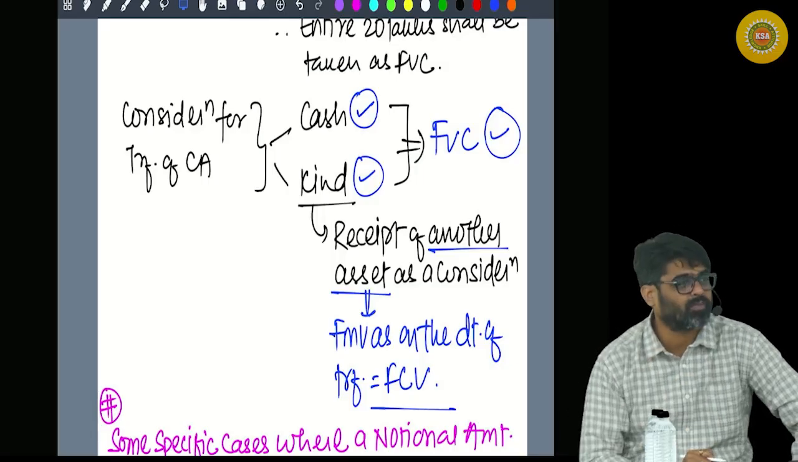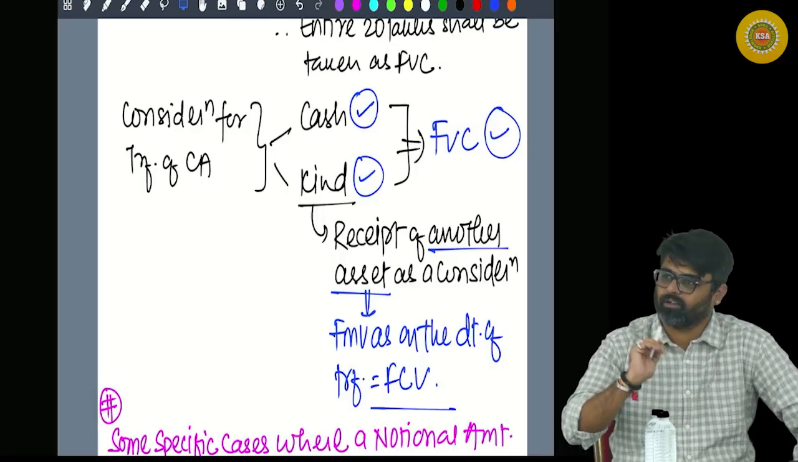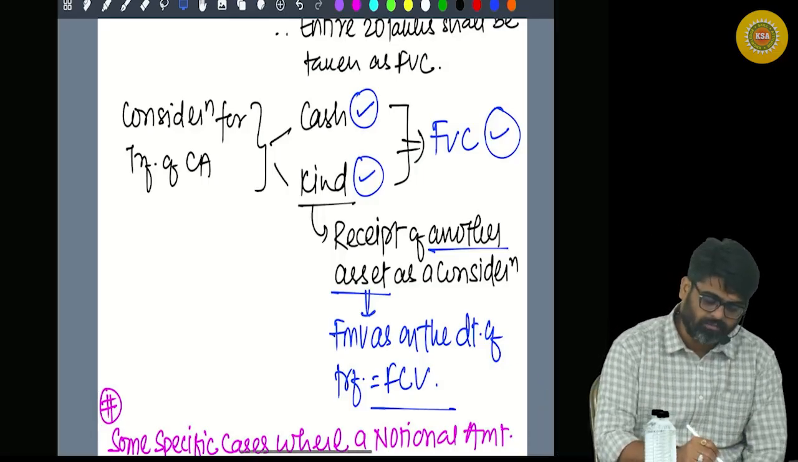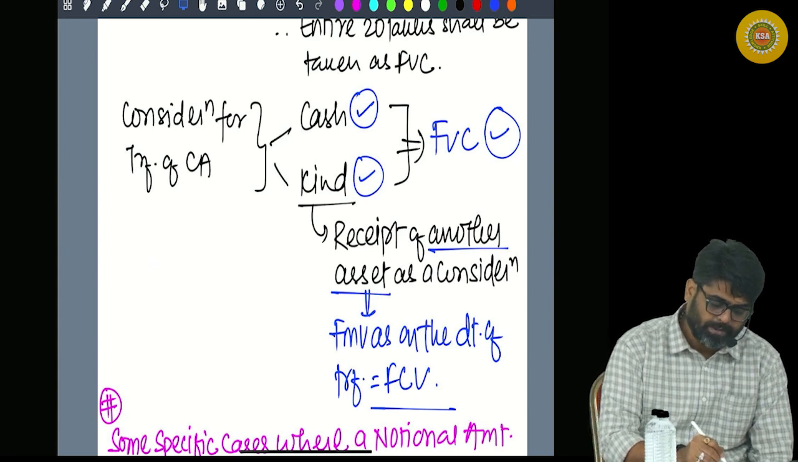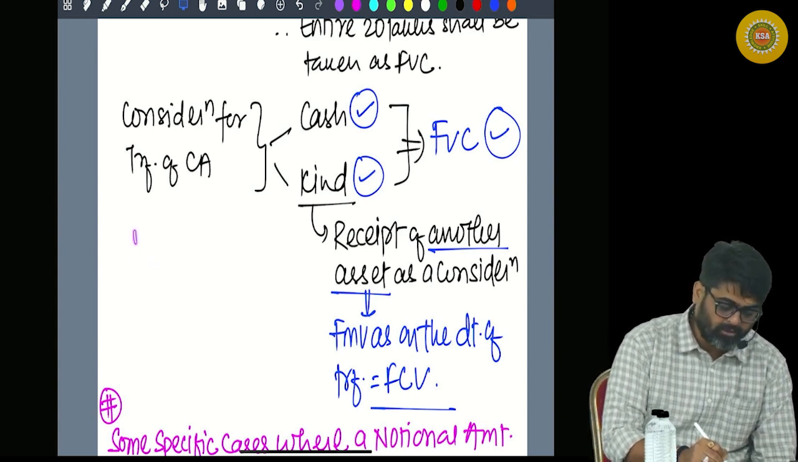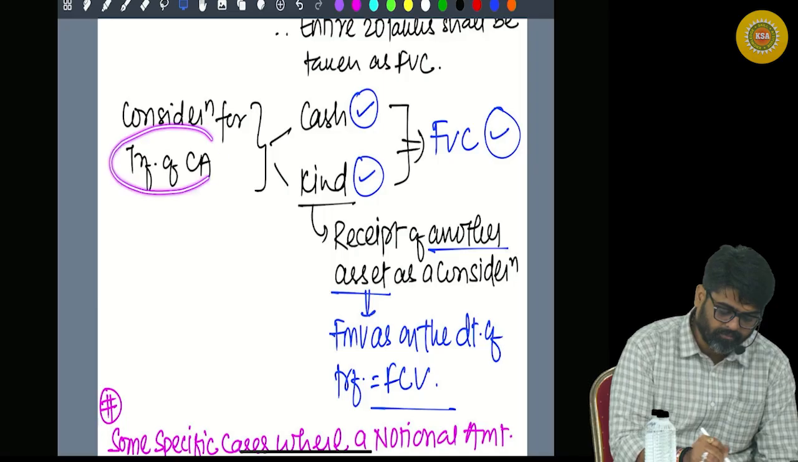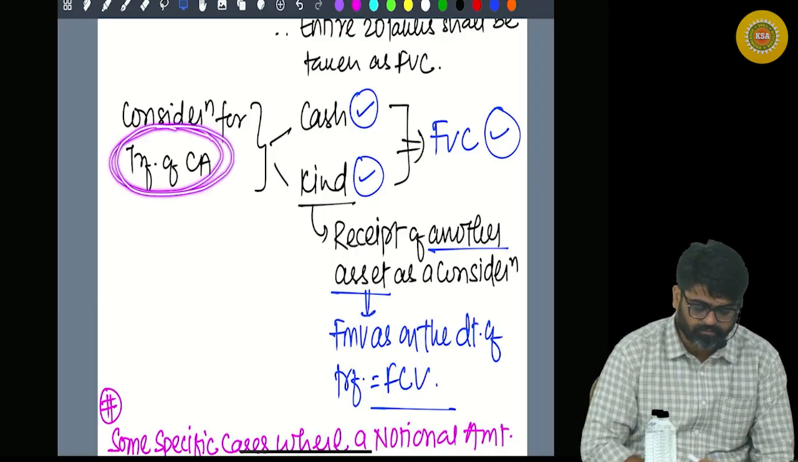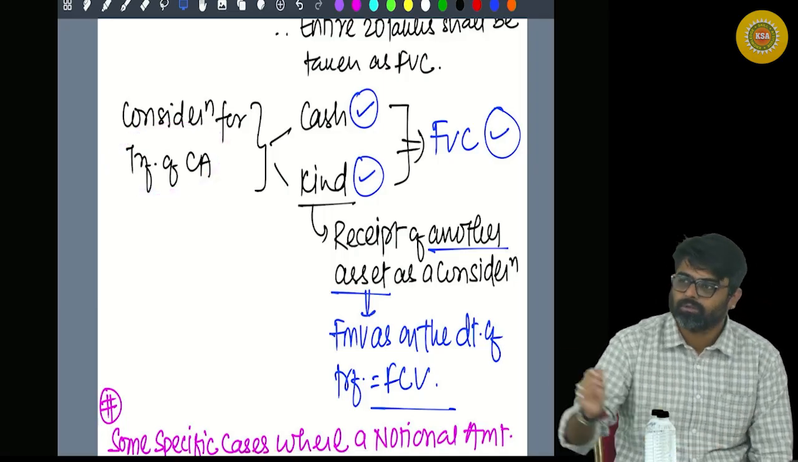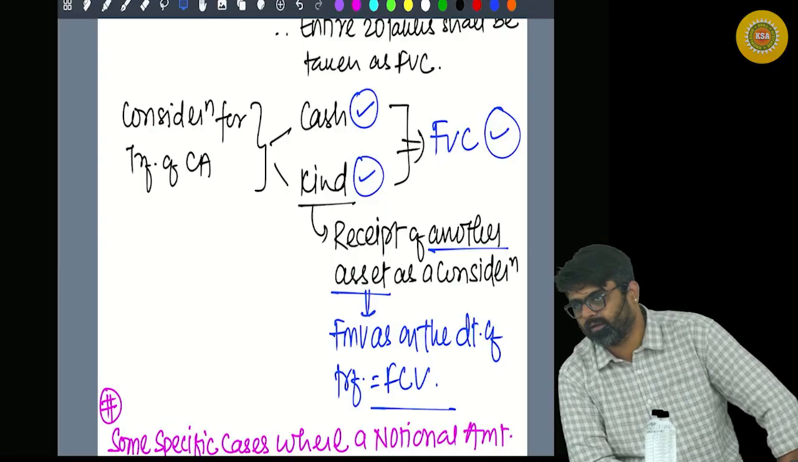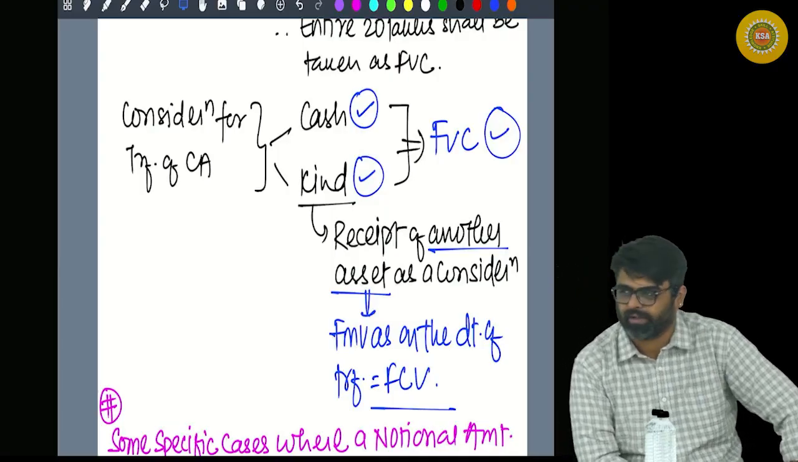But sometimes it is possible that, see, I have transferred one asset to you. For example, I have transferred my building. So what am I transferring? I have transferred my building worth 50 lakhs. How much?